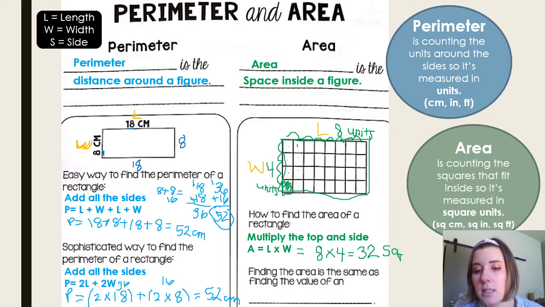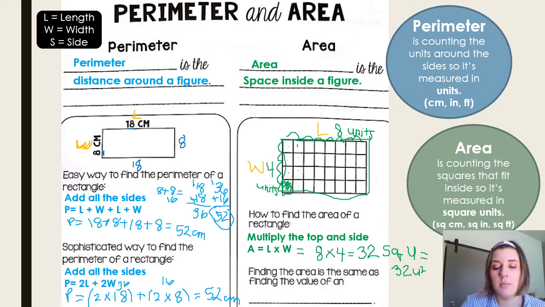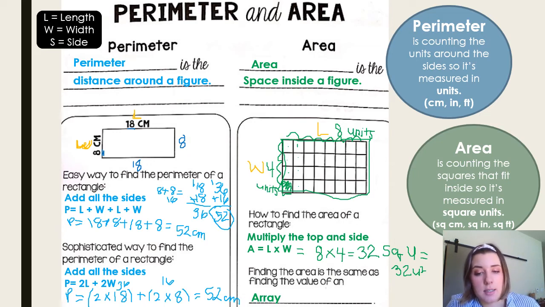Now, I'm just going to write SQU for square units. We can also abbreviate it by saying 32 units squared and put this little 2 exponent there. That's really hard to read. So 32 units squared, because 32 boxes fit in this rectangle, in this figure. And finding the area is the same as finding the value of an array.